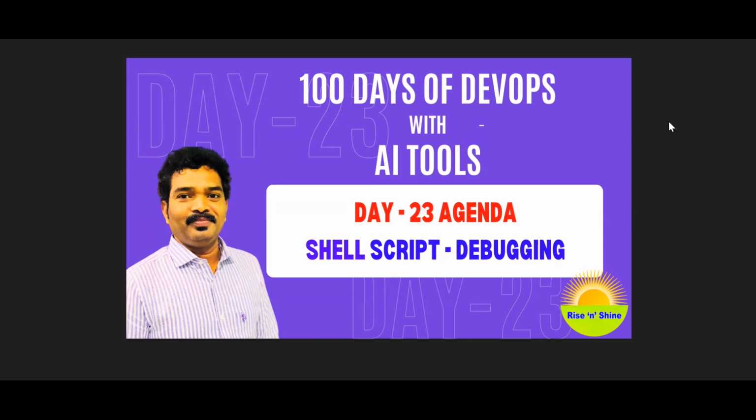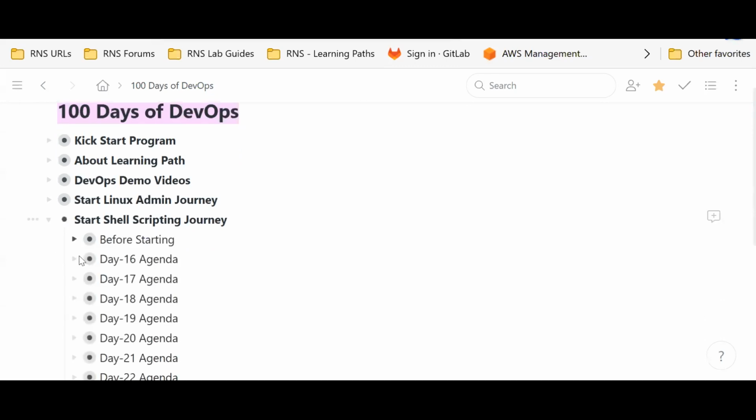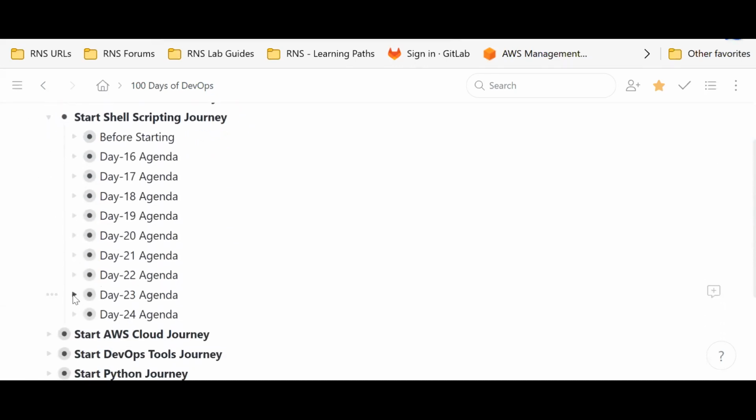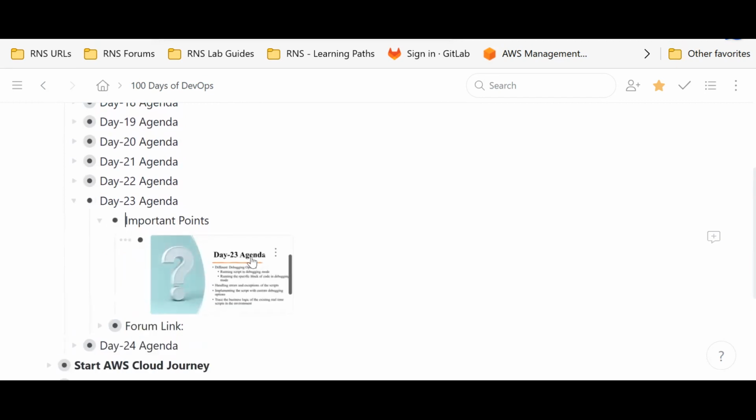Now let's go ahead and understand the day 23 agenda about shell scripting debugging approaches. If you come back to our 100 days learning path journey, we are in shell scripting and day 23. So what are the important points from this section?